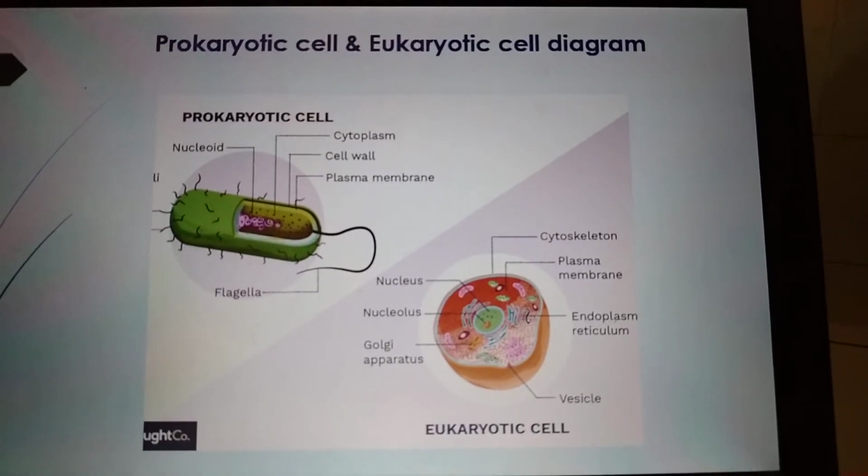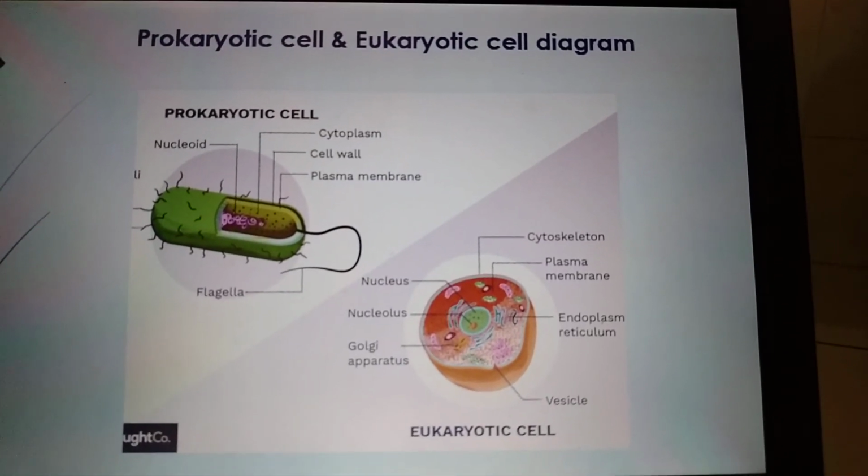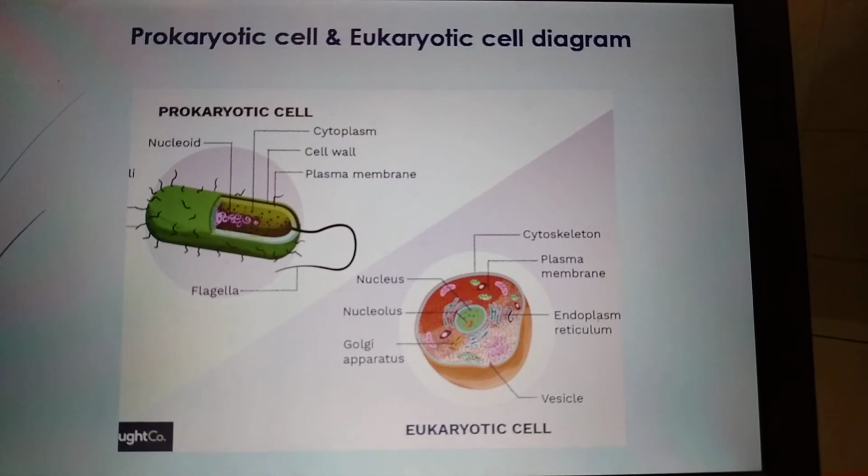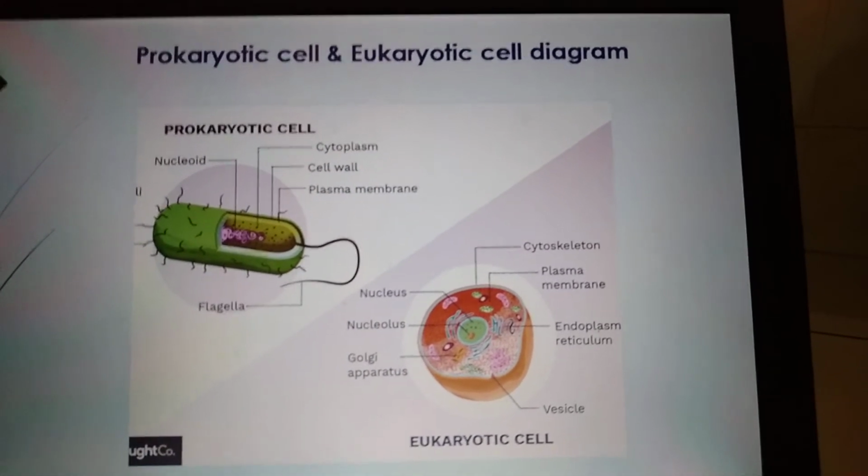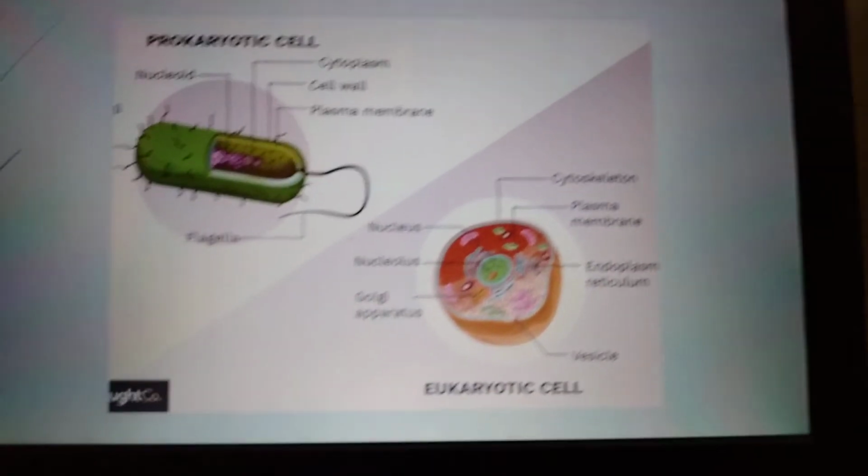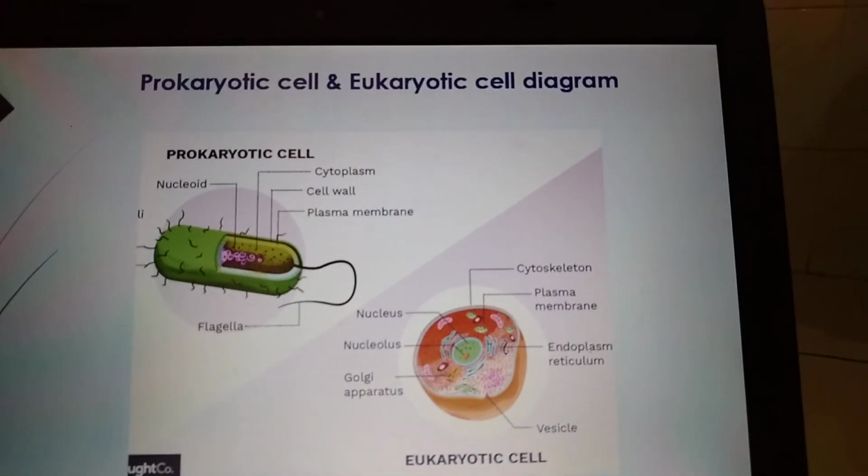This is the diagram for the prokaryotic and eukaryotic cell. So we can see the nucleus and the cell wall, and we can see all the cell organelles. So please see it properly and draw according to it.